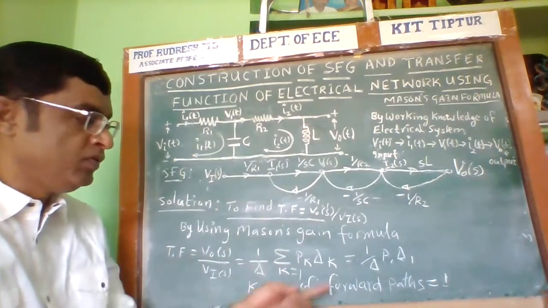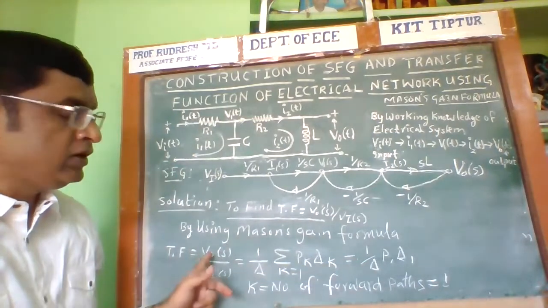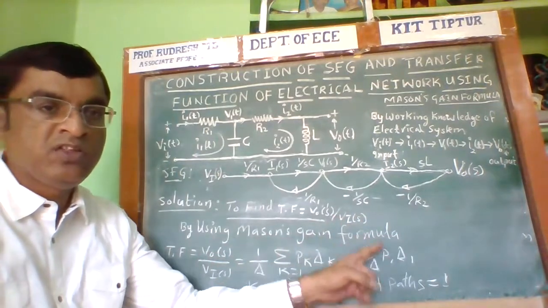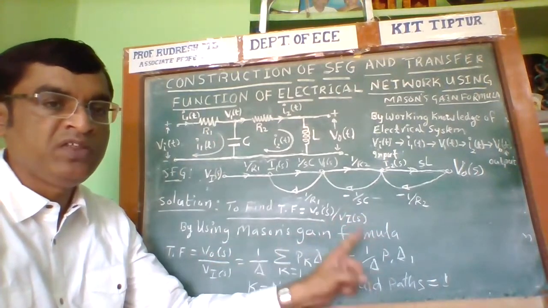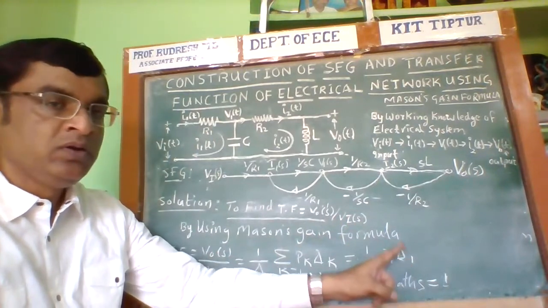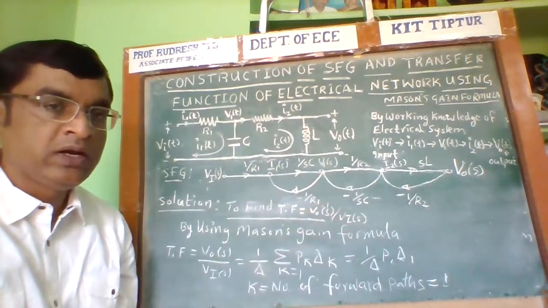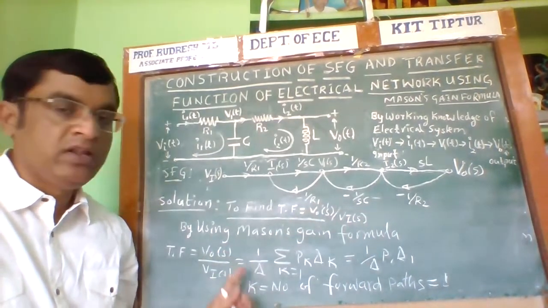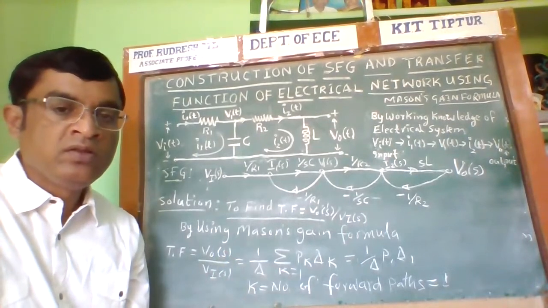In the next step, in order to calculate the transfer function, we need to calculate P1. P1 means the gain of the forward path. What is delta 1 now? And delta we need to calculate in the next step, and then substitute, and we will get the overall gain of the system.